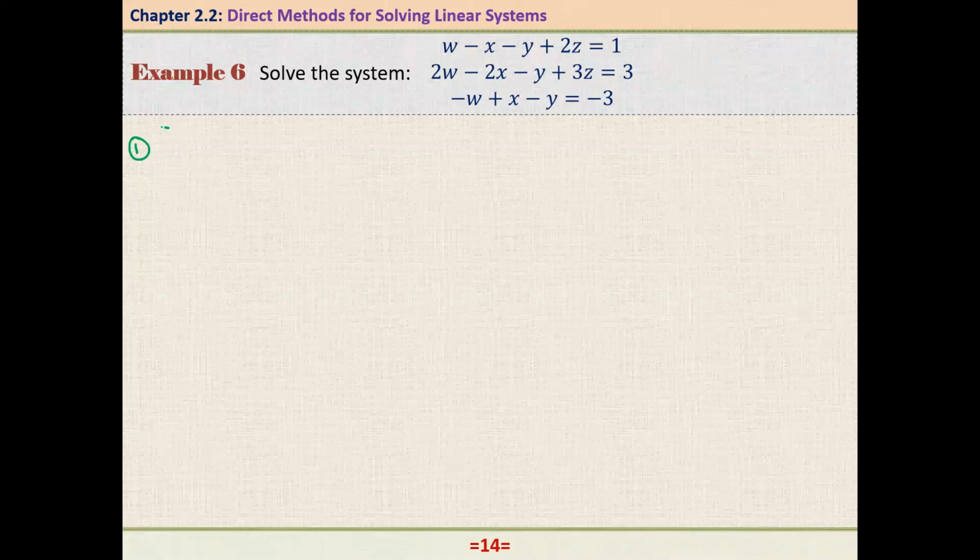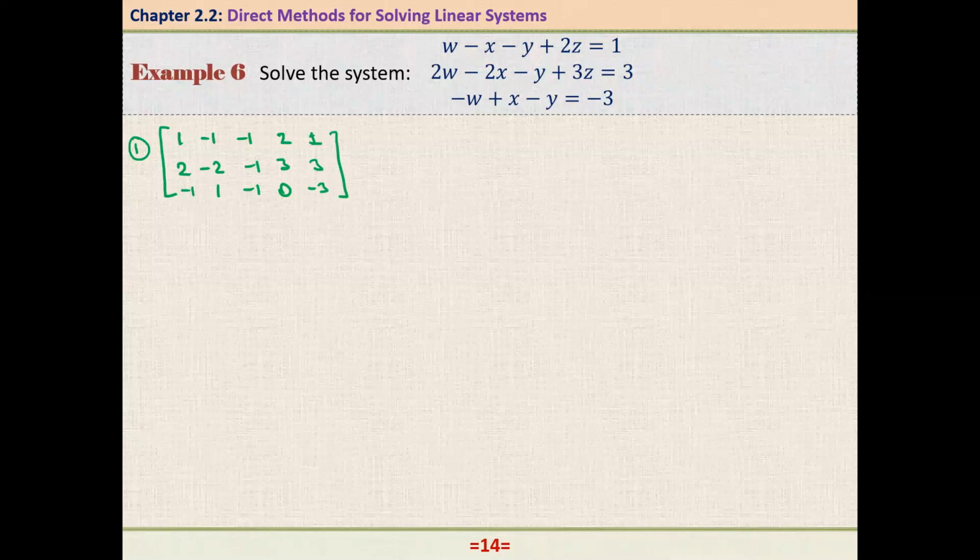All right. So our augmented matrix here has columns W, X, Y, Z. These are the variables, the unknowns. So here we have 1, -1, -1, and 2, and here we have 1. Right? And the second row, 2, -2, -1, and 3, it is 3. Now here we have W is -1, X is 1, Y is -1, Z doesn't appear, so it is 0, and the constant term is -3. Right? So that's the first step. We have to write the augmented matrix.